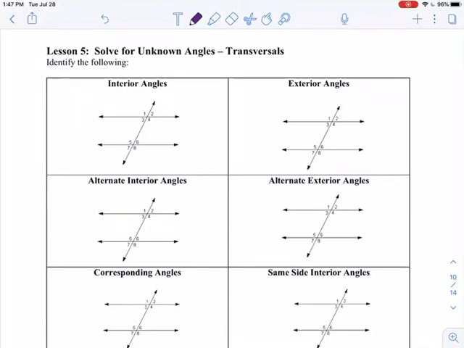Hi GOR, this is Unit 1, Lesson 5, and today we're going to go over parallel lines and transversals.